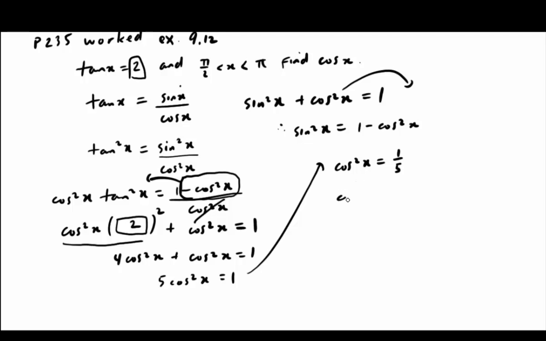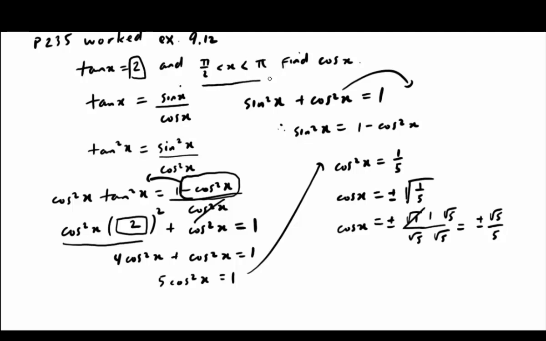We square root both sides. We get cos x is equal to plus minus the square root of this fraction here, which is the same thing as root 1 over root 5. And root 1 is 1. We can rationalize the denominator, and so what we have here is plus minus root 5 over 5. That's what cos x is.